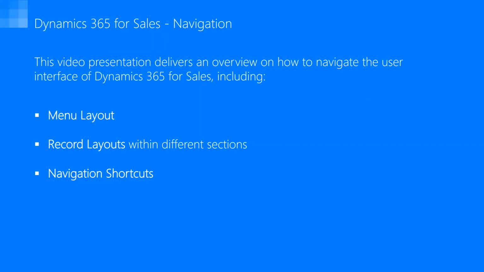In this video, we'll be taking a look at how to navigate through Dynamics 365 for sales. We'll take a look at the menu layout. We'll have a look at the layouts within different types of records in different areas of the system, and we'll also have a look at a few navigation shortcuts as well.